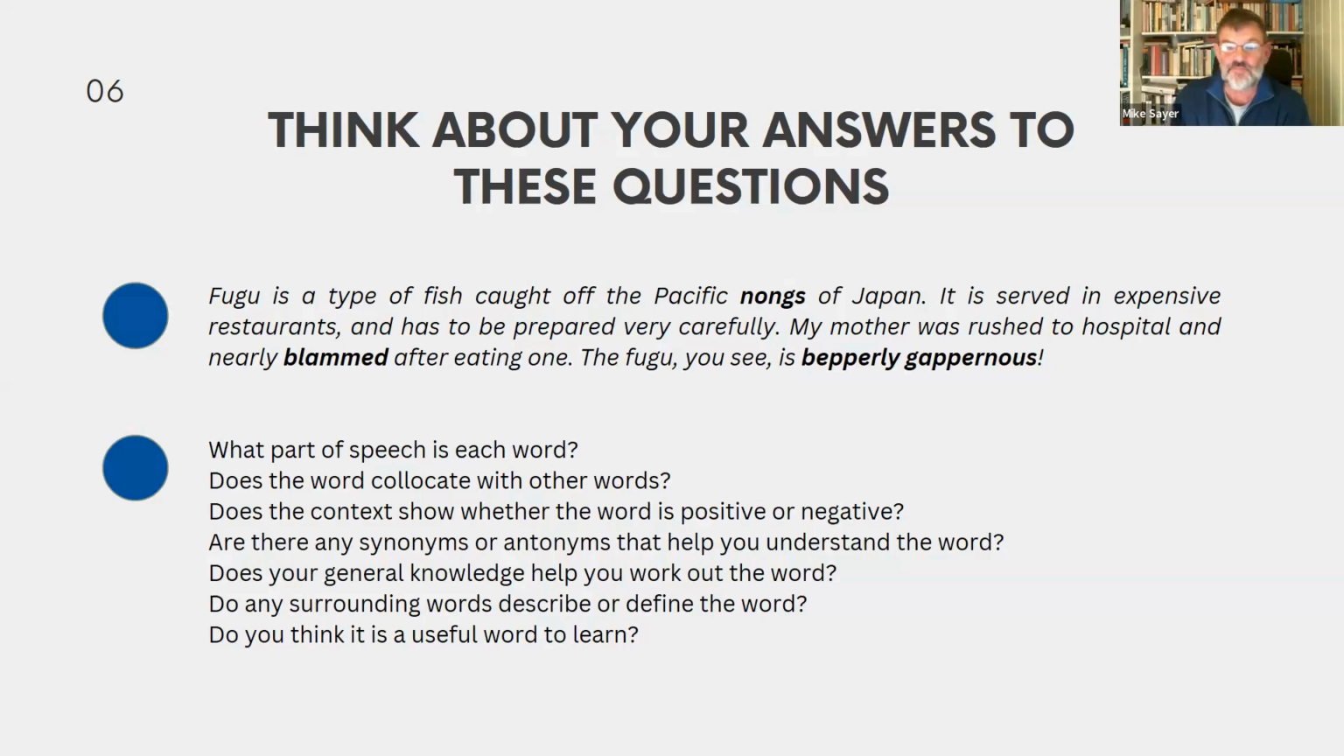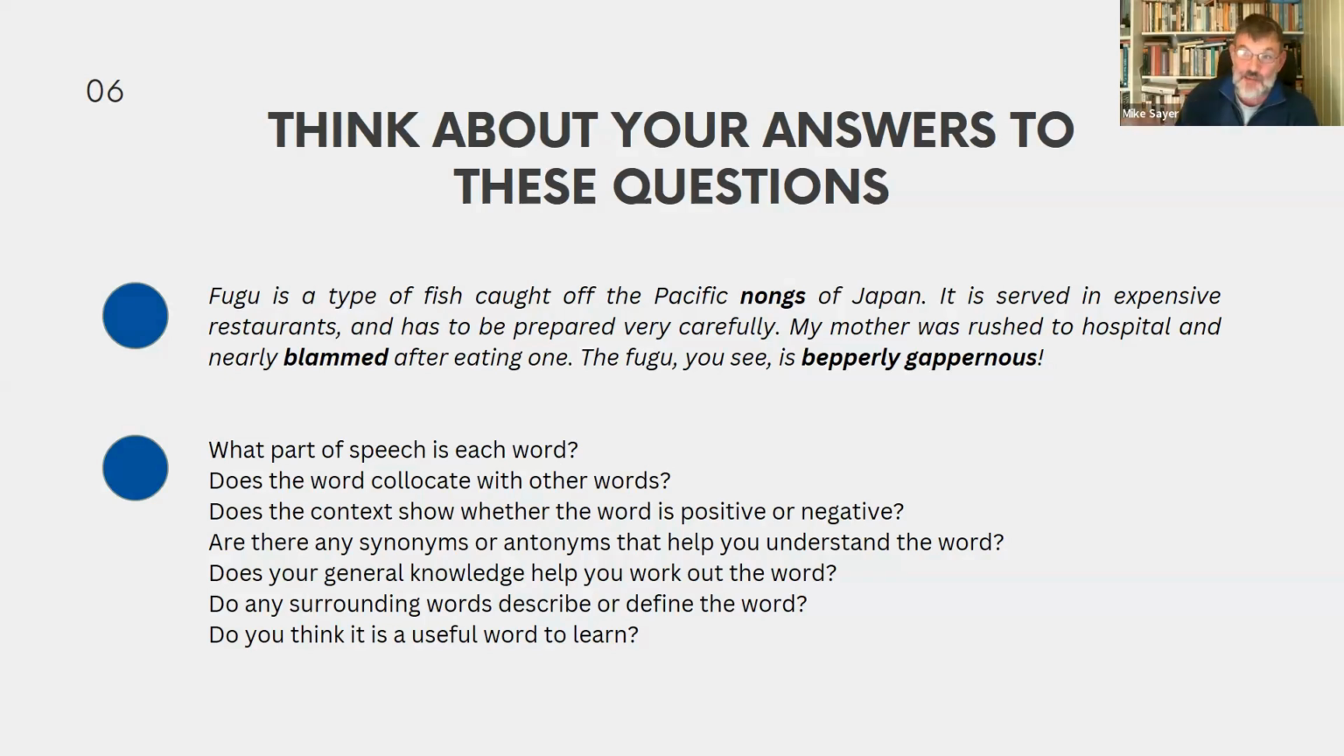Again, "bland". We know for a part of speech it's something that happened. We know that it collocates with "nearly", something you nearly do. And we know lots of context there. Your mother rushes to hospital after she's eaten one. It's a fish that has to be prepared carefully. So I think it's a pretty good guess to say that it probably means died or perished, or it could mean fainted, possibly. But there's certainly something serious that happened.